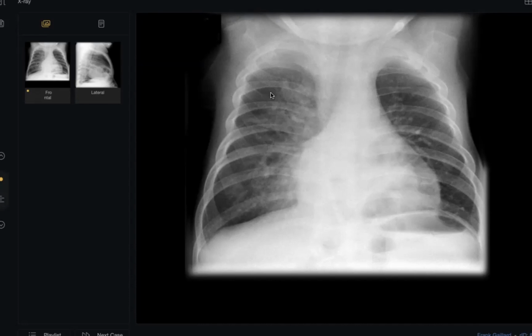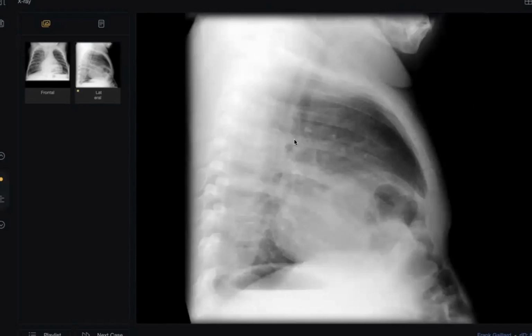upper zone, and I can appreciate slight rightward shift of the trachea as well. In the left retrocardiac region, there is an ill-defined radiodensity as well, but I'm unable to tell further about it. The rest of the lungs are normal. I would like to see the lateral radiograph to confirm the retrocardiac opacity, whether it's present or not.